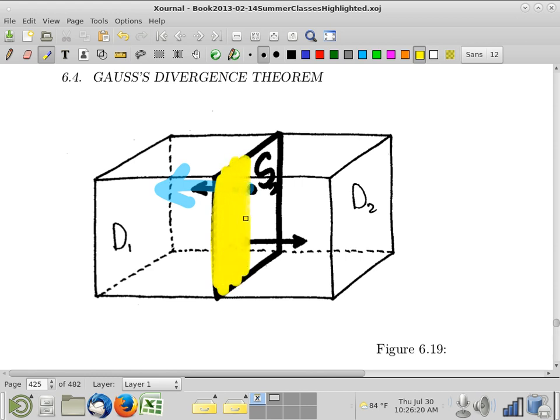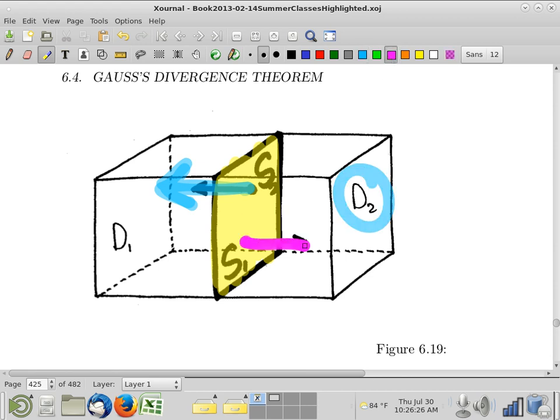This face appears twice in the summation. It appears oriented that way as part of the boundary of D2. It's oriented that way as part of the boundary of D1. Same face, opposite orientations, cancels. Everybody see how that works?